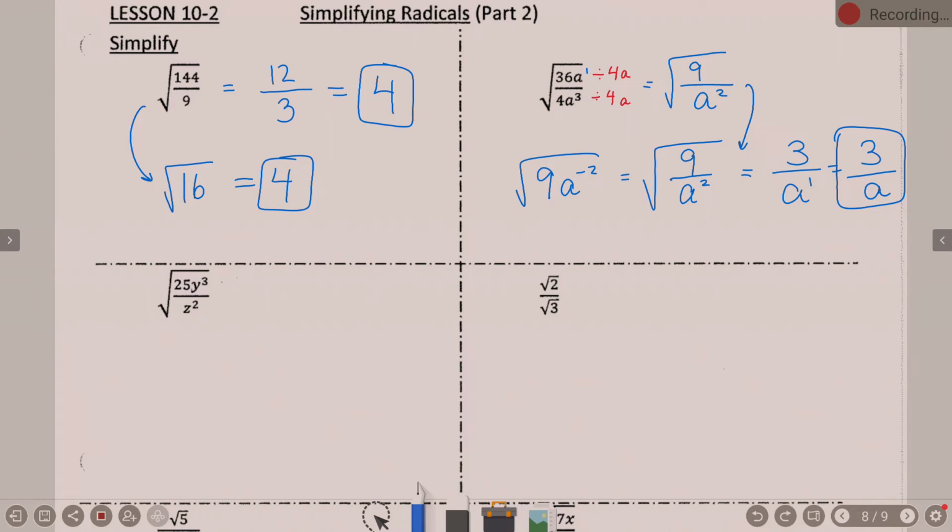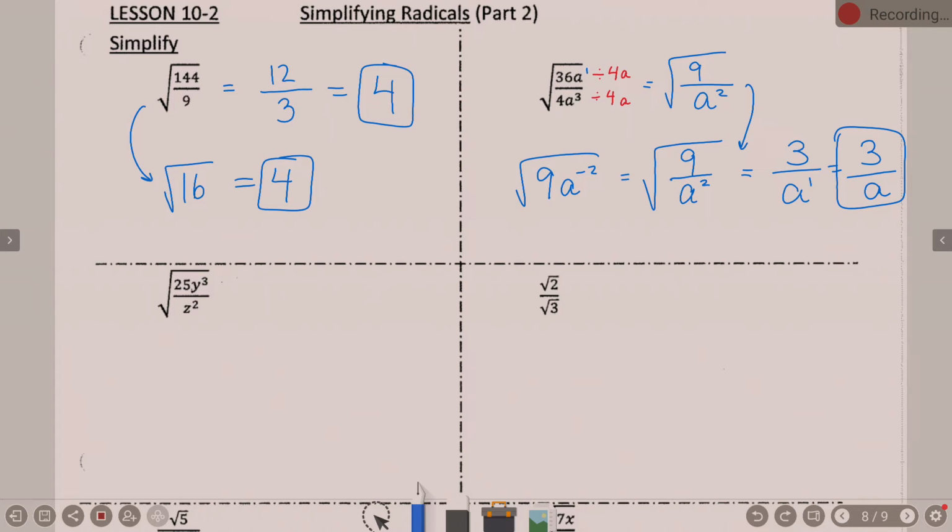As we looked at these first two, we were able to divide, right? 144 divided by 9 gave me 16, or they were perfect squares. Here, we were able to divide to the point where we got them to be perfect squares.